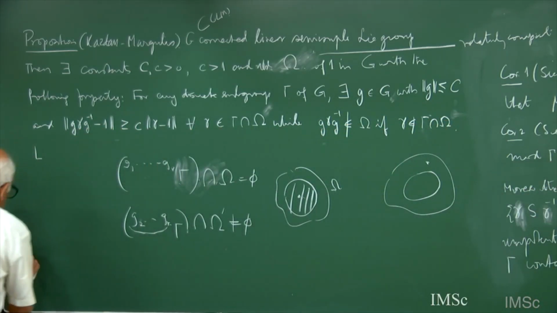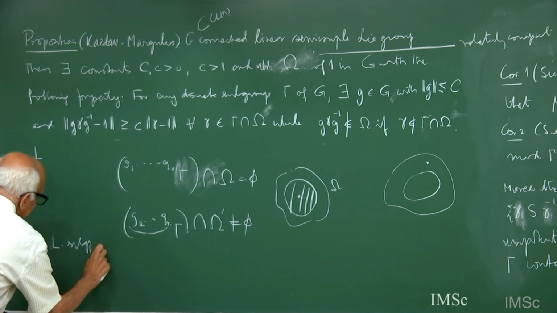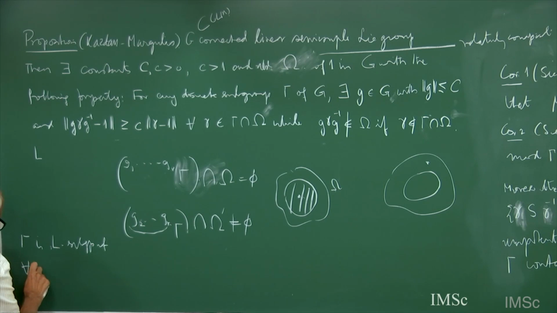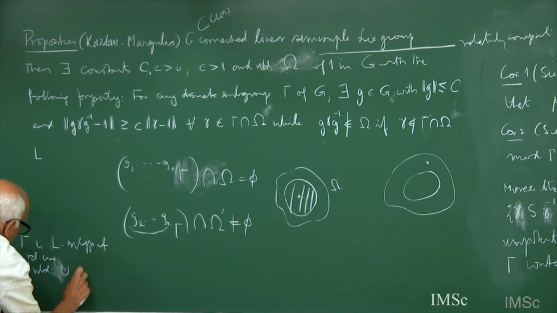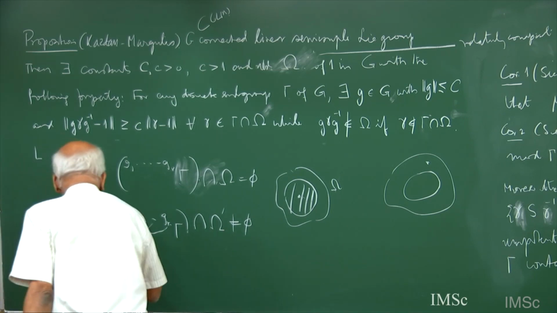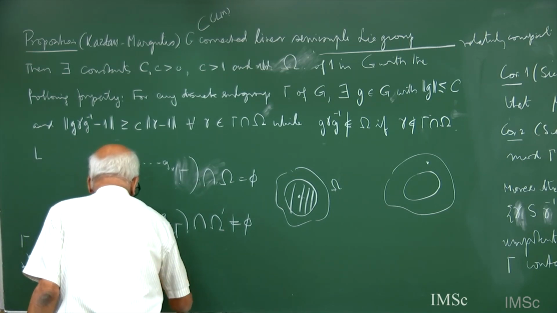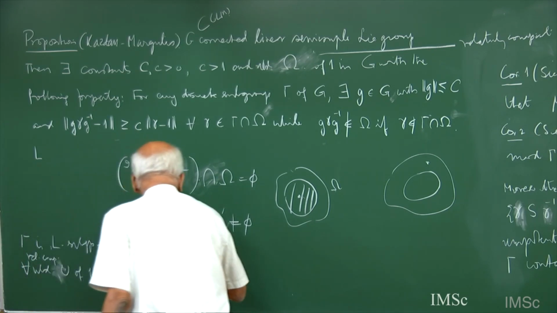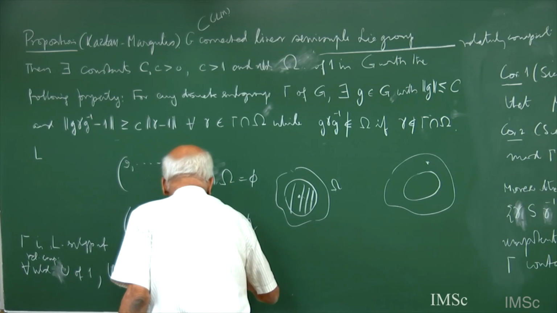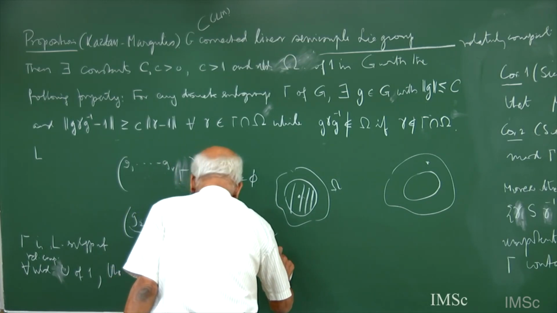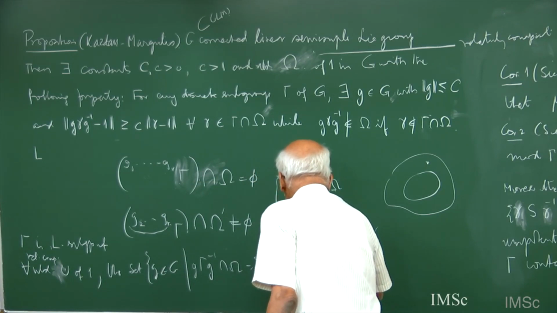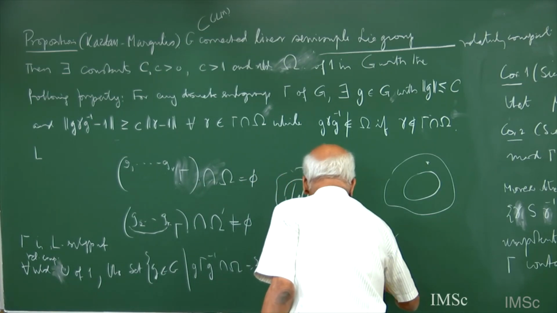To say that, let me put it like this: gamma is an L subgroup if for every relatively compact neighborhood U of 1, the set of g in G such that g gamma g inverse intersection omega is equal to just 1 is relatively compact mod gamma.